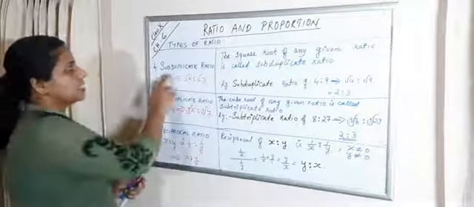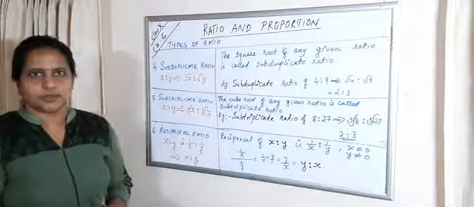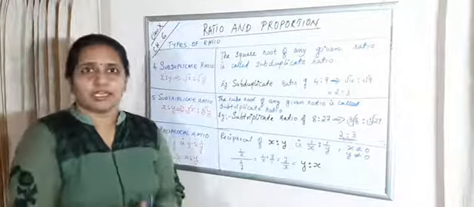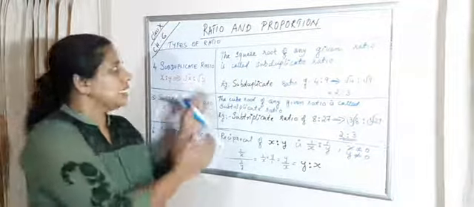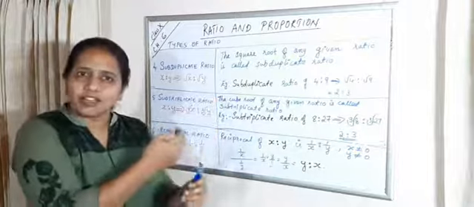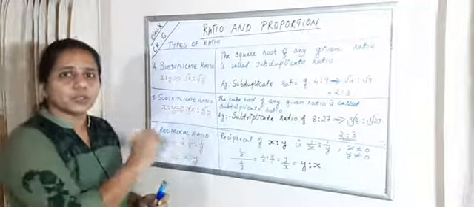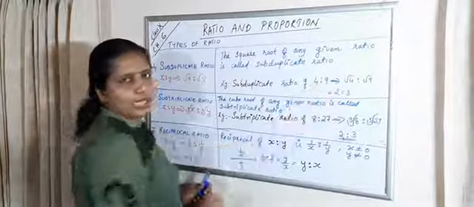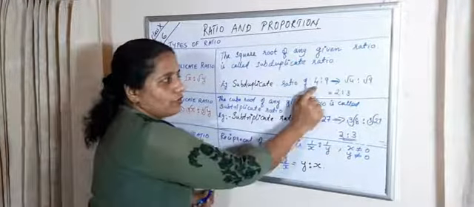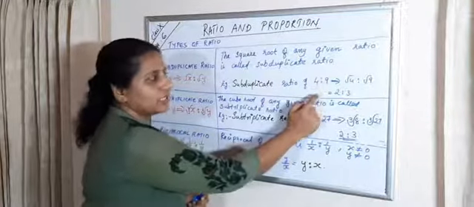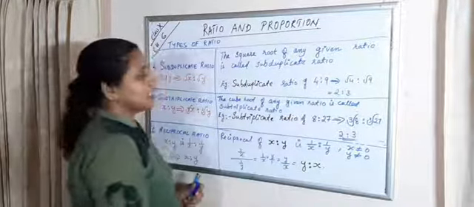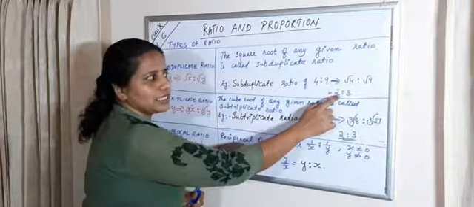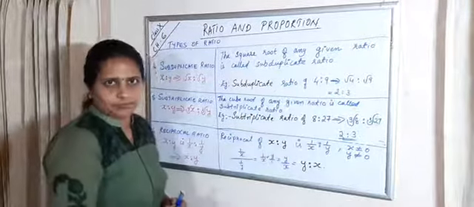Next property, subduplicate ratio. We have studied what is duplicate ratio: we are squaring the ratio. But subduplicate ratio means we are finding the square root of the given ratio. For example, 4 is to 9. We are finding the square root of 4 and the square root of 9. That is equal to 2 is to 3. Therefore, the subduplicate ratio of 4 is to 9 is 2 is to 3.